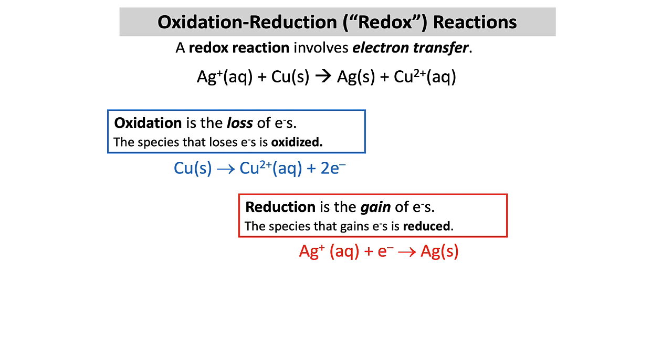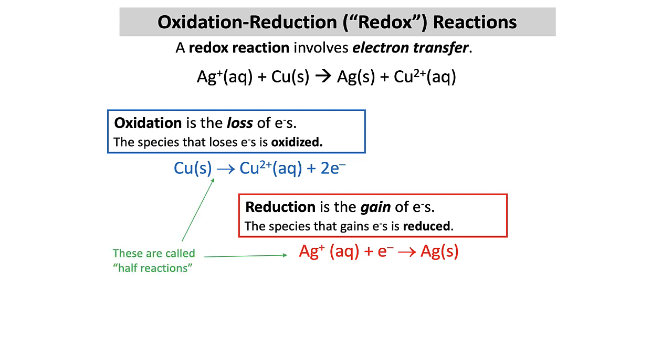Reduction is the gain of electrons. So in this case, the silver plus ion is being reduced, which is a bit confusing to think about because it's actually gaining electrons. But because the electrons are negatively charged, this reduction more specifically refers to the charge or oxidation number of the species. So it's going from +1 to 0, which is a reduction in value.